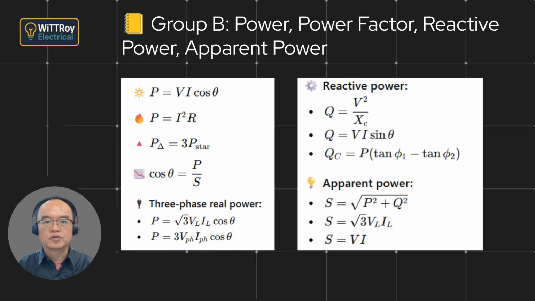Now we go to the next formula. The formula is P delta equals 3 times P star. This formula is used to convert star power to delta power in three-phase circuits. Repeat, P delta equals 3P star.